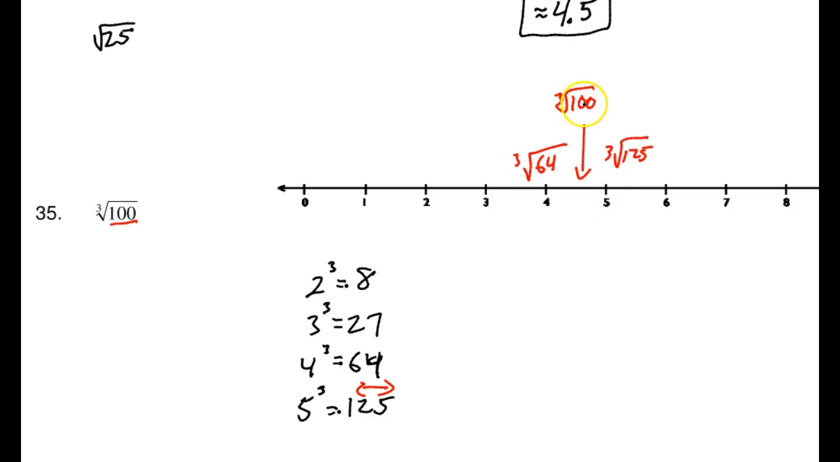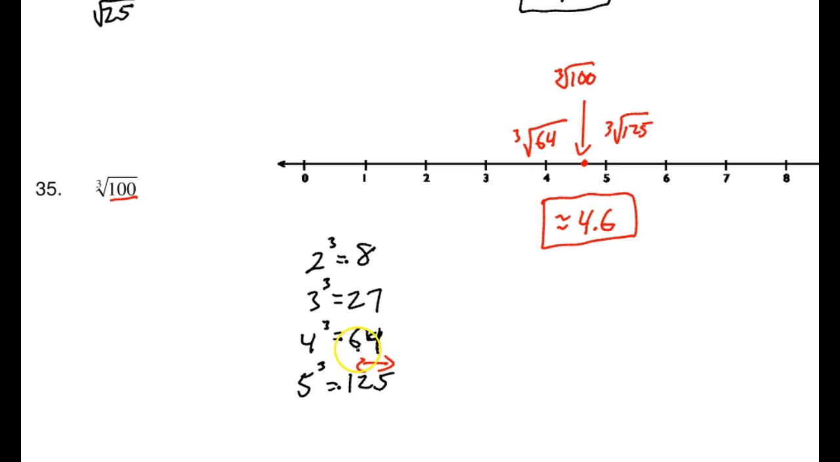Now, in this case, 100 is a little bit closer to 125 than it is to 64. Right? These are 36 away. These are only 25 away. So it's a little closer to the 5 than it is the 4. So I'm going to estimate that at around 4.6 or 4.7. Okay? It's only an estimation, so it doesn't have to be perfect. Okay? That's how we can use what we already know with perfect cubes and estimate what any cube root could be by seeing how close it is to something we already know the perfect cube of.